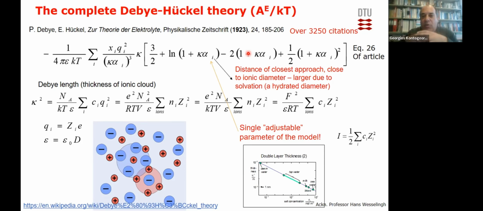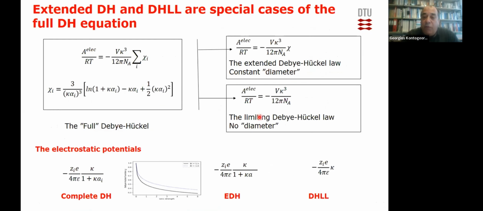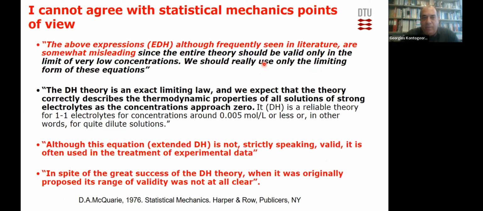For simplicity, I can call it the diameter, or the solvated diameter, of the ions involved. And then there is the salt concentration and the relative permittivity and the temperature. They are all included in the thickness of the ionic cloud. This is the complete Debye-Hückel equation. And these simplified forms are obtained when, for example, in the limiting law, we are ignoring the diameter completely. In the extended law, we are assuming that all the diameters are constant. So these are simplified versions of the full equation.